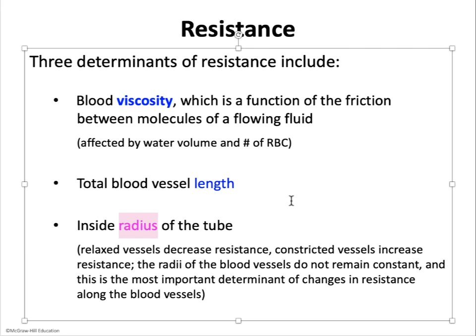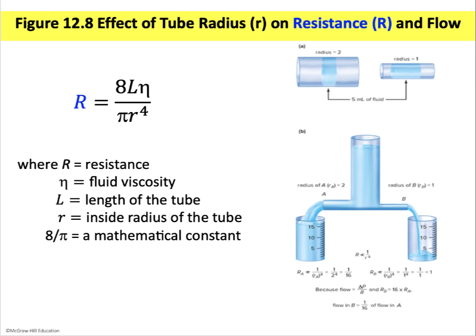And that radius can be controlled at local level as well as at the general level by increasing or decreasing the diameter of the blood vessels. The equation that relates all these terms together is Poiseuille's law, a French scientist who worked out this relationship. Basically, if you double the radius of a tube, you will increase the flow of fluid 16 times.